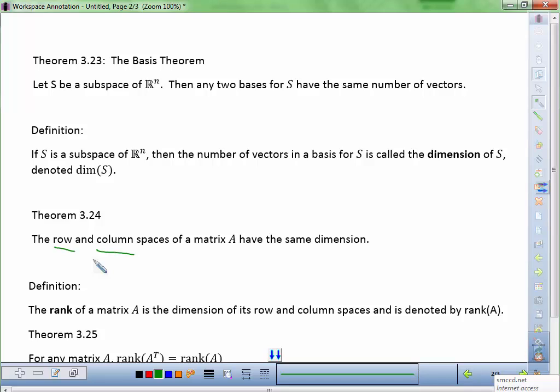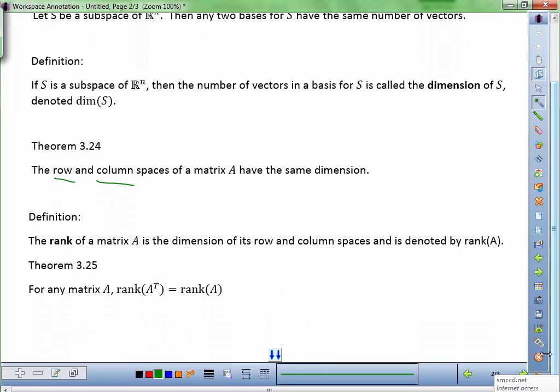So since they have the same dimension, you don't want to favor one over the other, saying, oh, I'll just say the dimension of the column space or the dimension of the row space. We'll just call it one word. And the one word that describes the dimension of the row space or the dimension of the column space is called rank. So the rank of a matrix is the dimension of its row space, or the rank is the dimension of its column space.